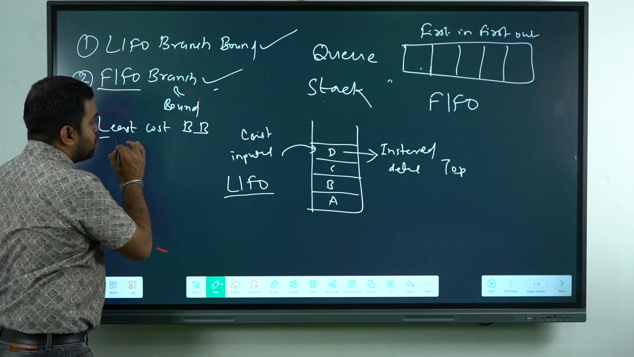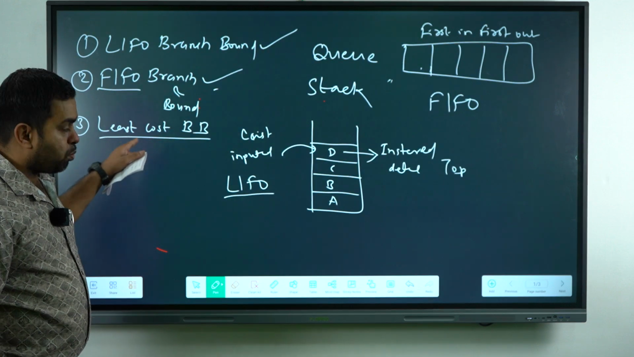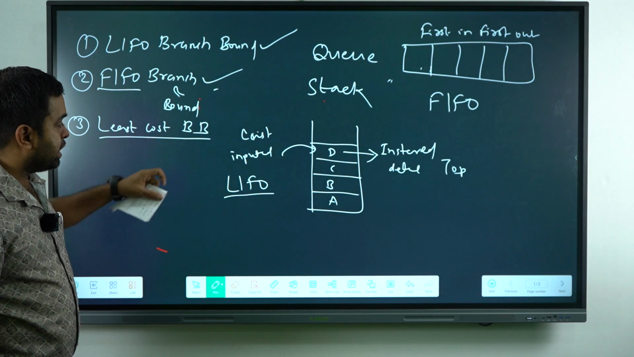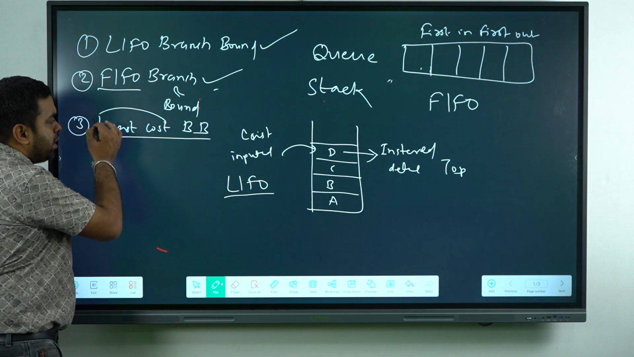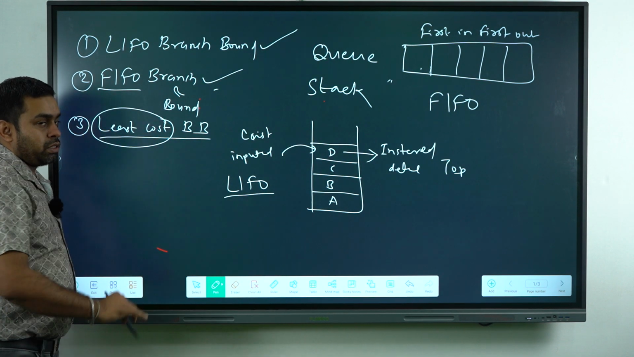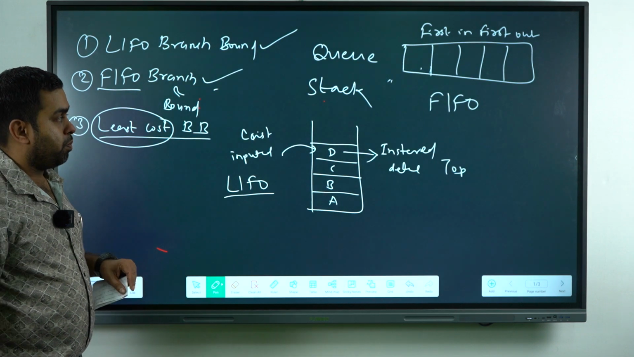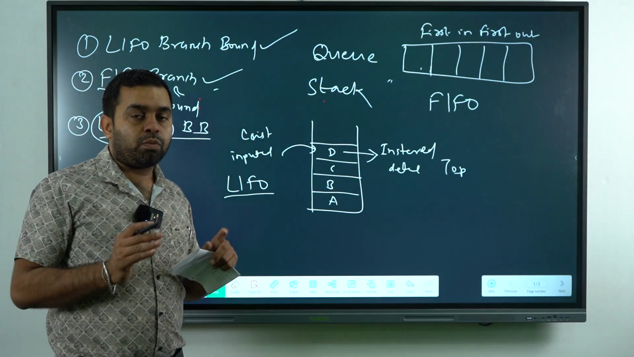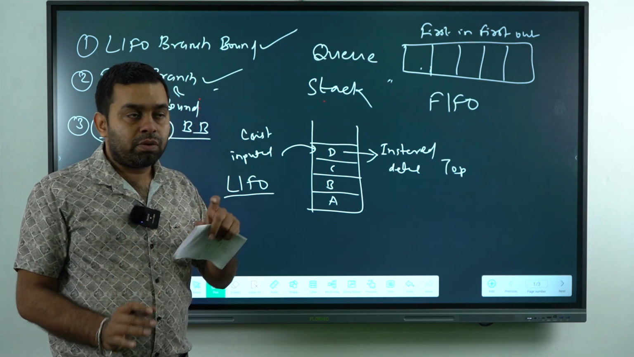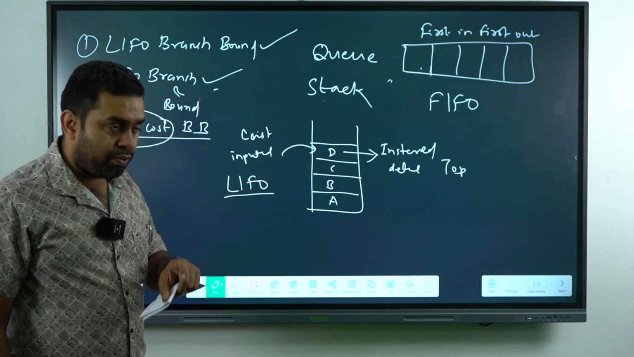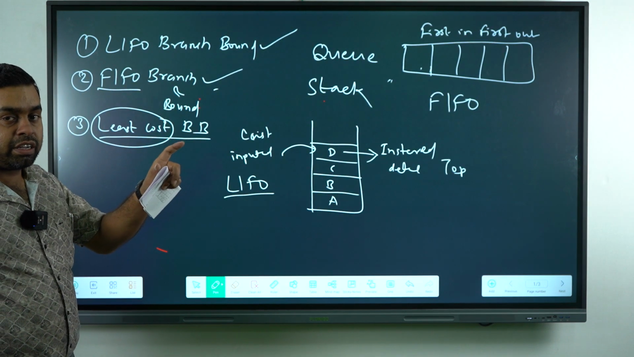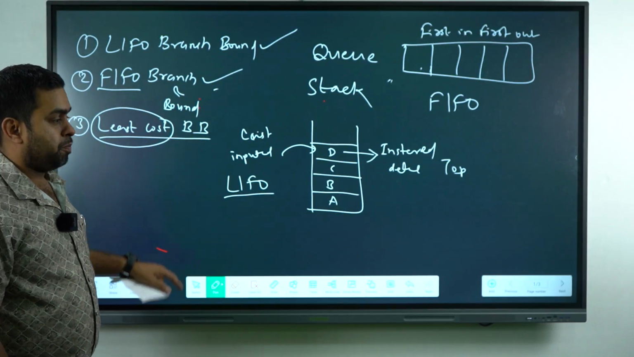Third is least cost branch and bound. It is the most important, and it is mainly used in branch and bound because it is always calculating the least cost for solving the problem. So I take a normal graph example, and we can solve it using these three methods and get the differentiation of these three.